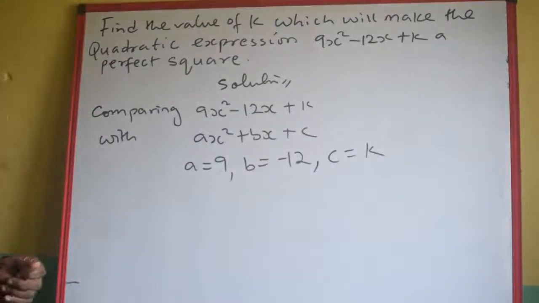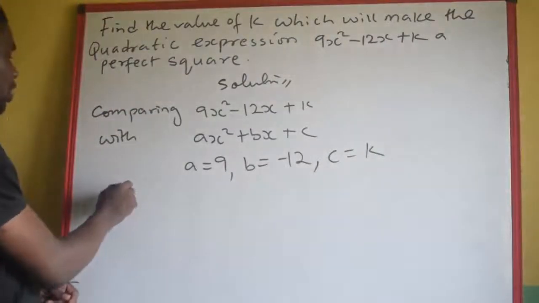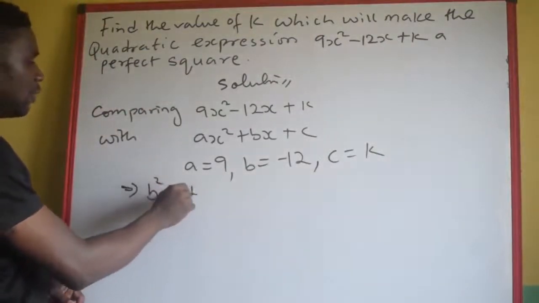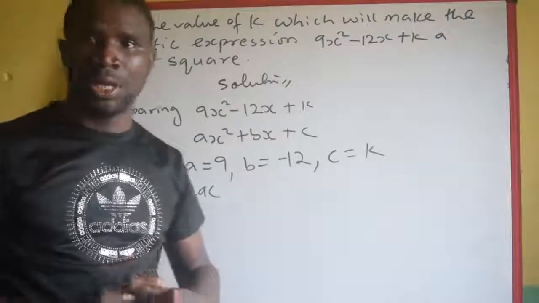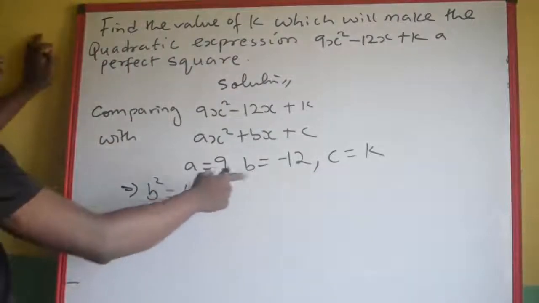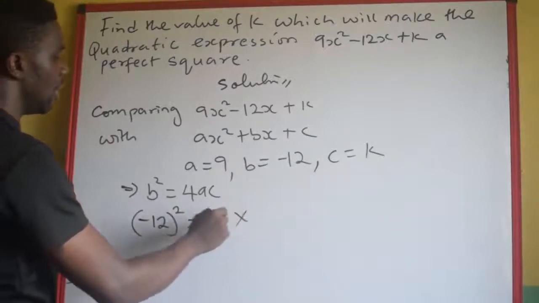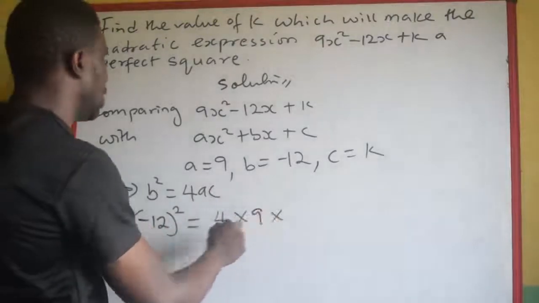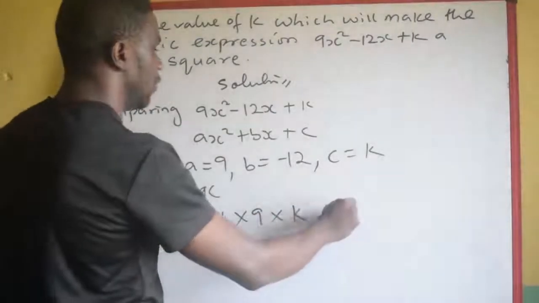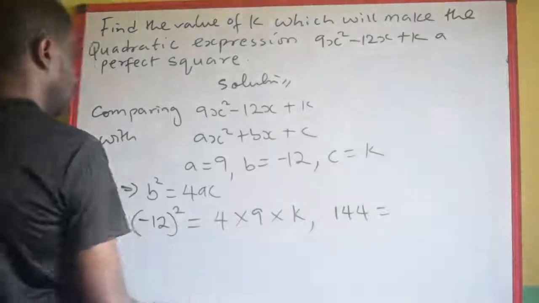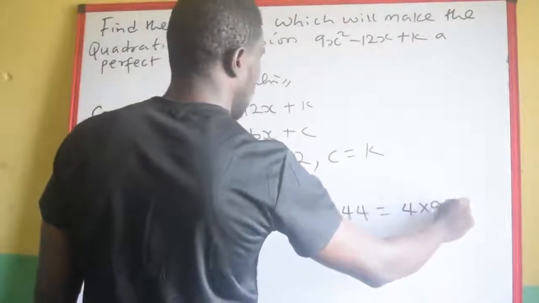So, a quadratic equation is said to be a perfect square if and only if b squared is equal to 4ac. So our interest here is to substitute the values of a, b, and c accordingly. So here we find out that b is minus 12. Put down minus 12 in brackets, all squared, equal to 4ac, which means 4 times. Our a is 9. Our c is k. If you square this, we are going to get 144 equal to 4 times 9 times k.